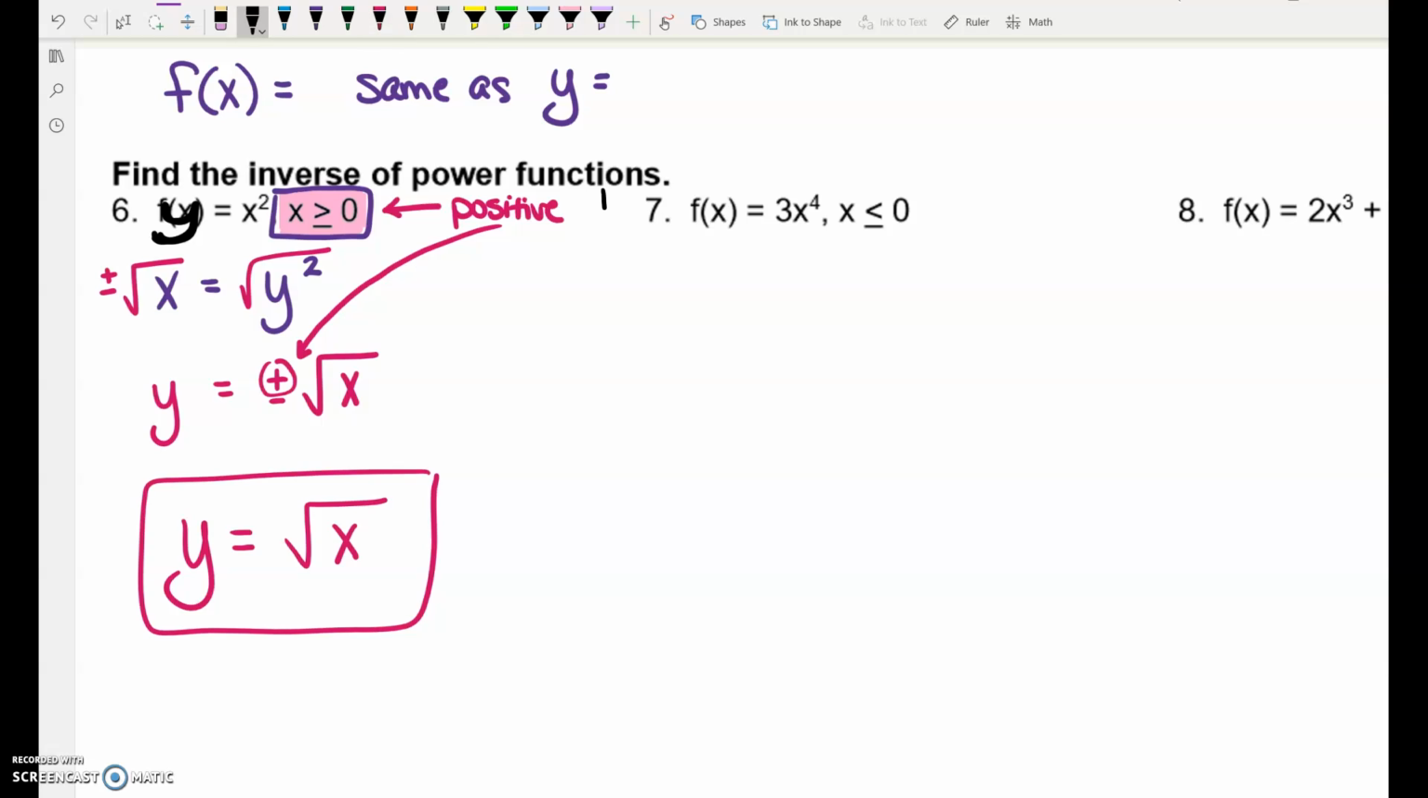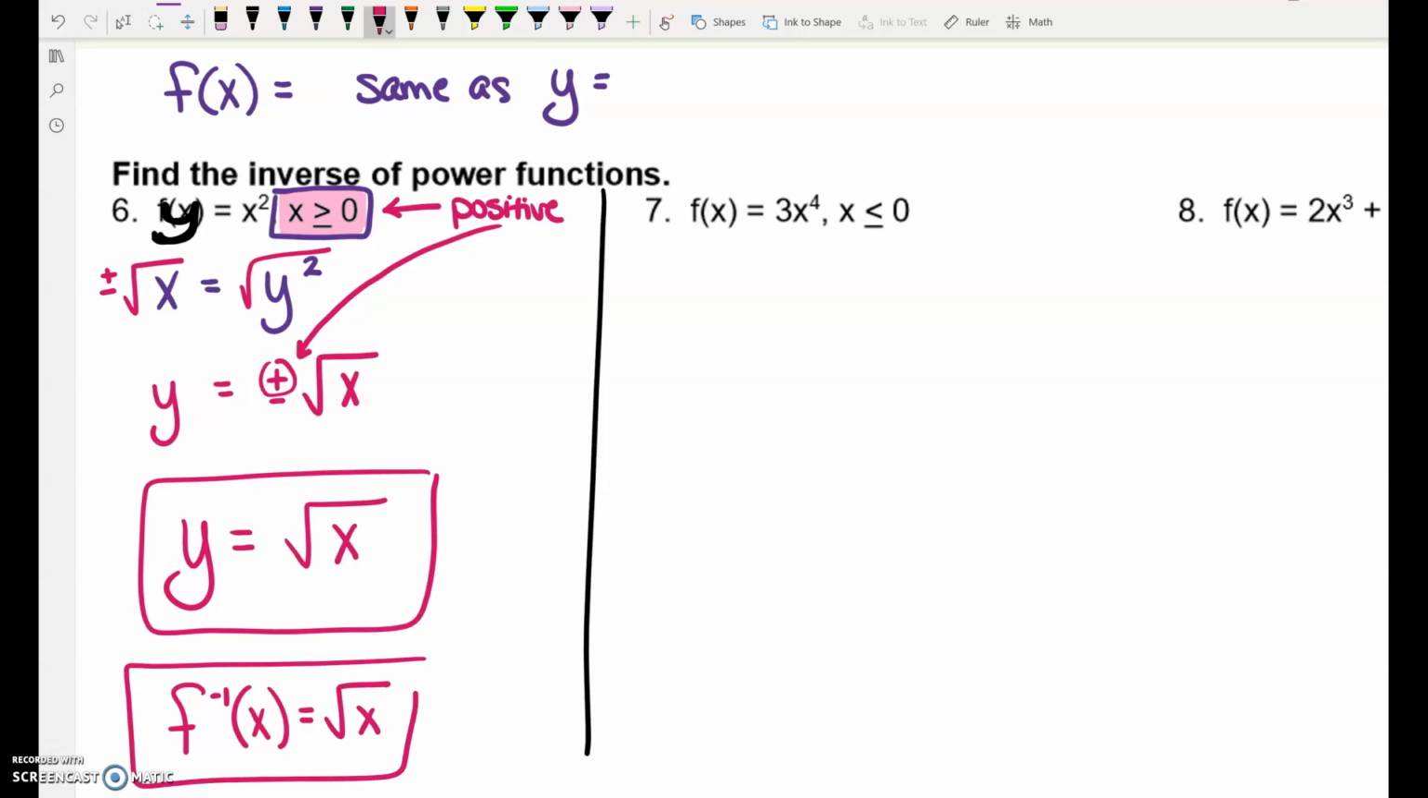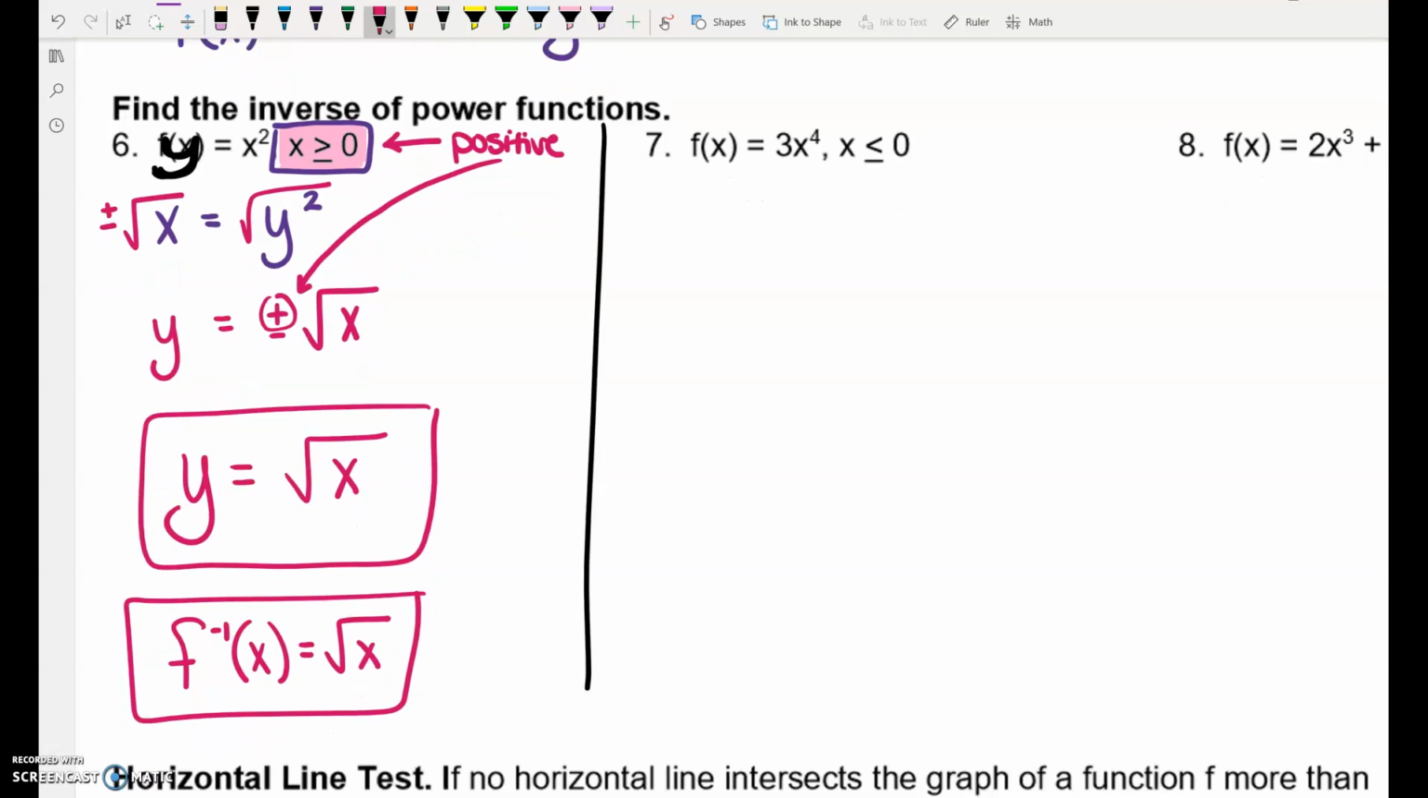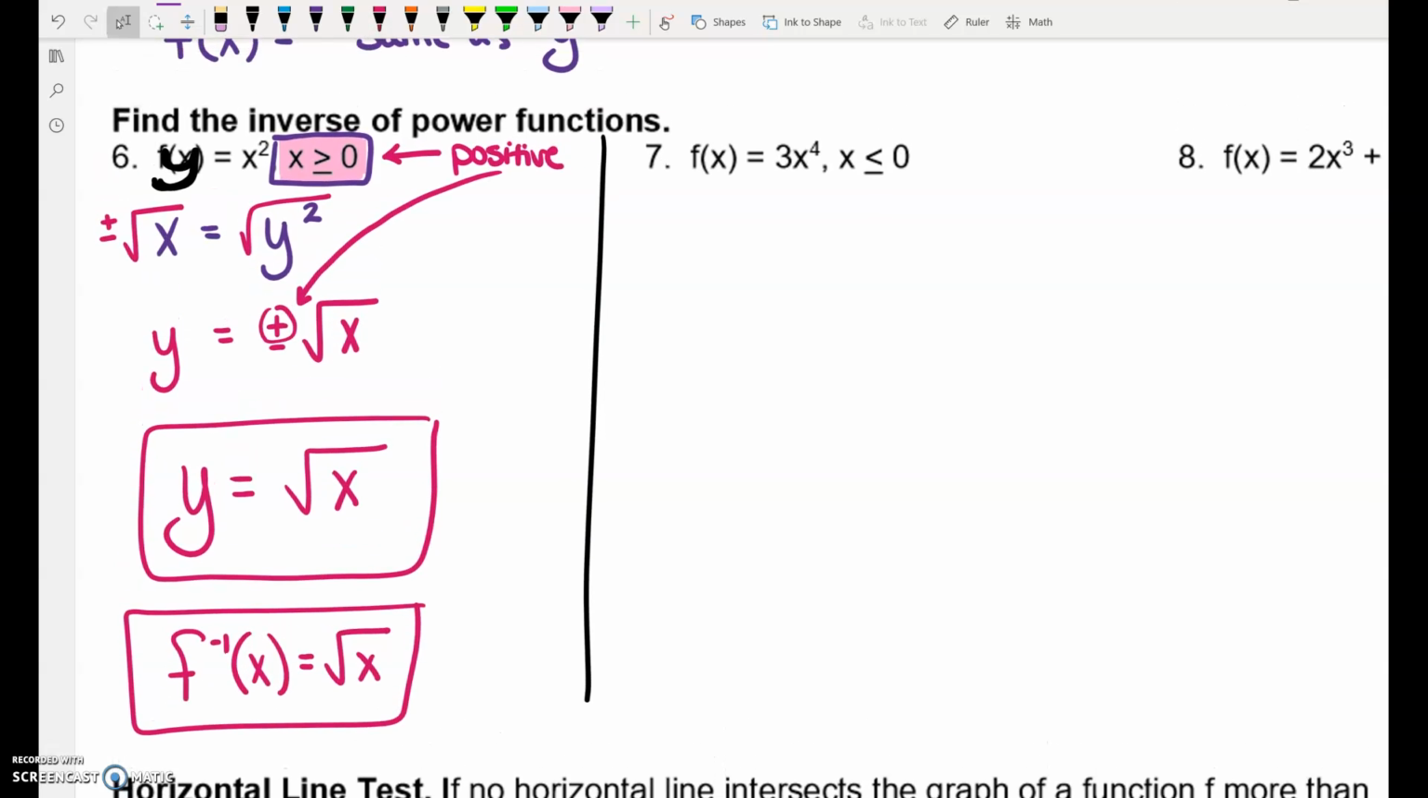All right, let's try number 7. Oh, and technically, because this problem started as function notation, we probably should write our answer f inverse of x equals the square root of x. That actually is the most correct answer. I'm not going to be super picky if you forget that.